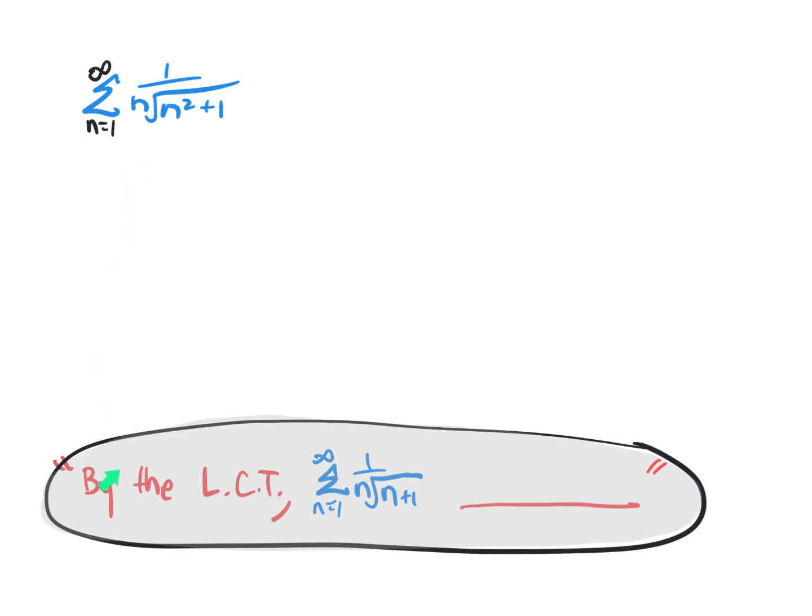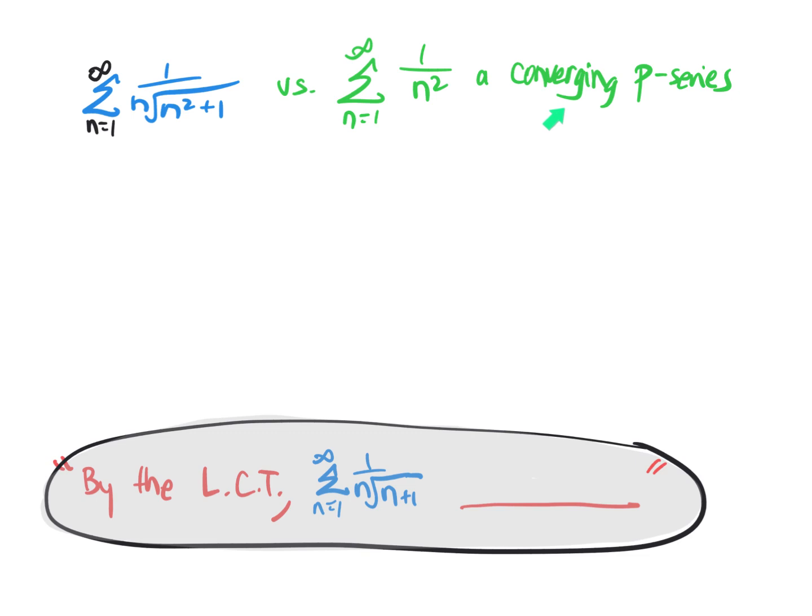So our final line will say, by the limit comparison test, our series either diverges or converges. So we need a known series to compare it to. Ignore the 1. The square root of n squared is n, times n is n squared. This series we know to be a converging p-series. Let the limit comparison test begin.